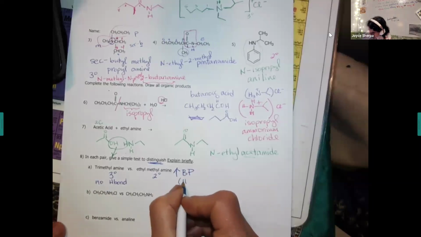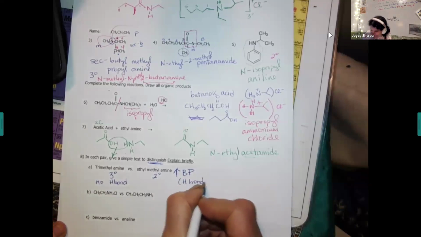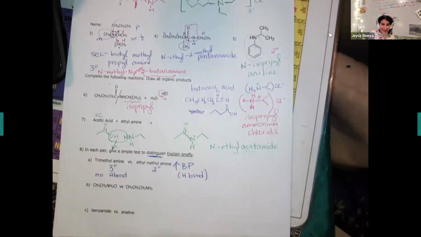There's a couple different things you can do. They're both amines, but the tertiary has no H bond. And so that means if you did boiling point, the methylamine would have a higher boiling point because it has the H bonds. And I'm tired like you guys too. That's my best guess for that one.